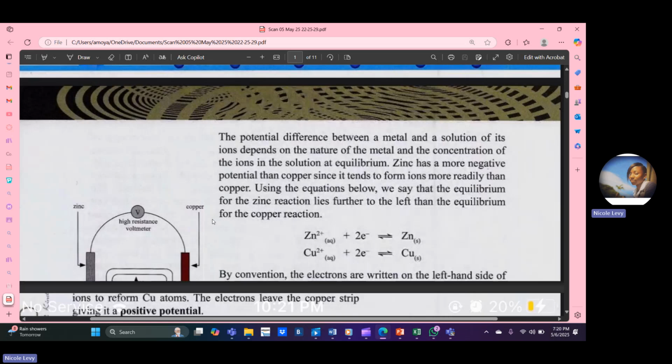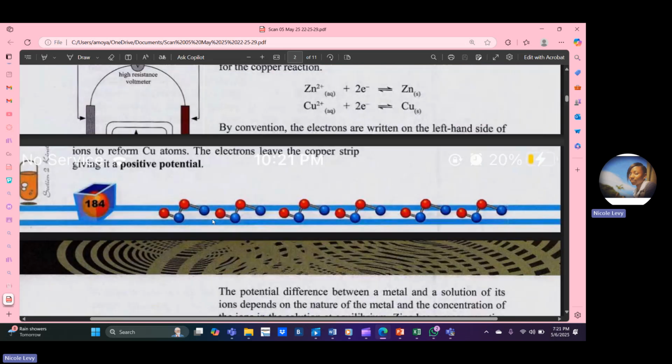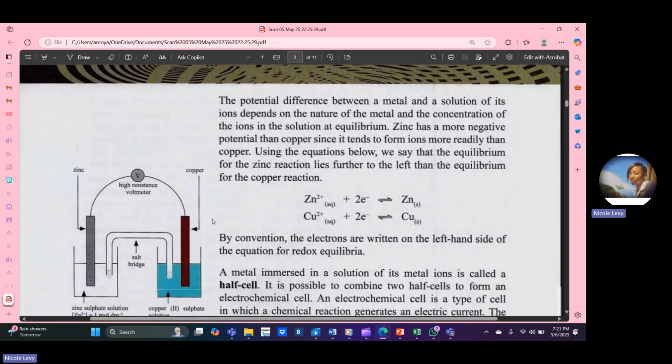So the potential difference between a metal and a solution of its ions depends on the nature of the metal and the concentration of the ions in the solution at equilibrium. Zinc has a more negative potential than copper, as we said. That's due to the electrons that surround zinc, since it tends to form ions more readily than copper.